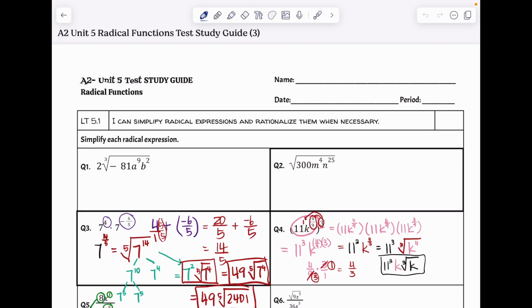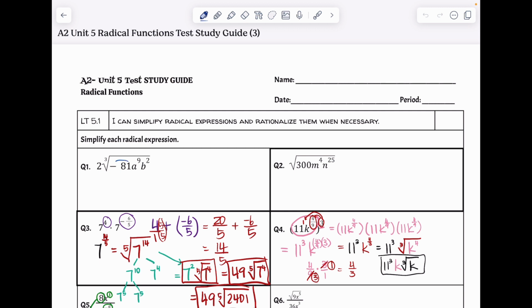All right, so this is Learning Target 5.1, question 1 and 2. I got some requests from period 7 that they would like to have some of these questions answered with the video. So here it is.